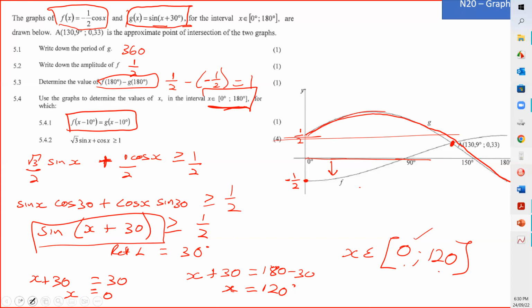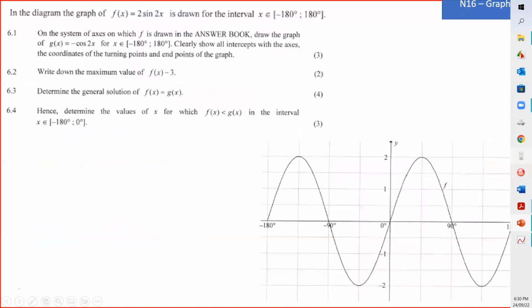Okay, we're going to go to the next question on graphs. It says, in the diagram, 2 sine 2x is drawn for the interval, and it tells us that x is an element that is running from minus 180 to 180, and you can see the graph is drawn for you. So the first question is, on the same system of axes, on this graph, draw the graph of minus cos 2x. So that's for 3 marks.